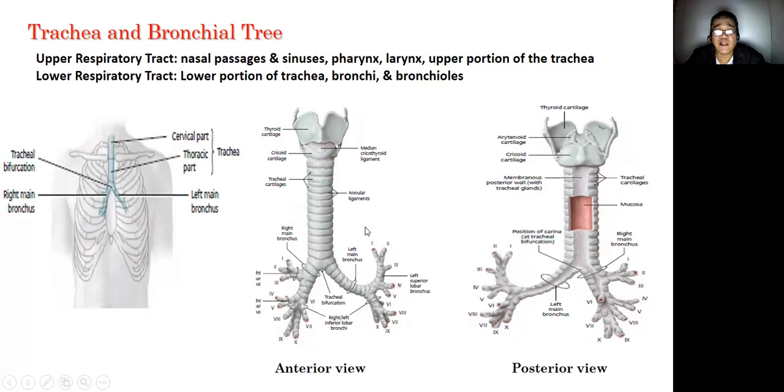And this has clinical significance because in cases of accidental swallowing of objects, especially in children, or accidental aspiration of fluid, there is a propensity for this aspirated material to lodge into the right main bronchus rather than the left main bronchus.